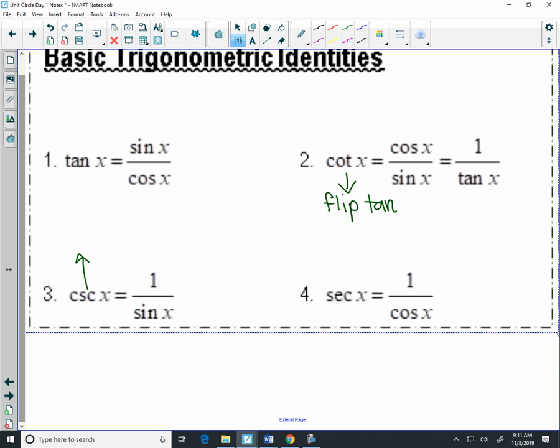Don't worry, we'll do so many. Cosecant, you're going to take sine and flip it. Secant, you're going to flip cosine. Sorry, I either needed to put variables in there or actually do the words.